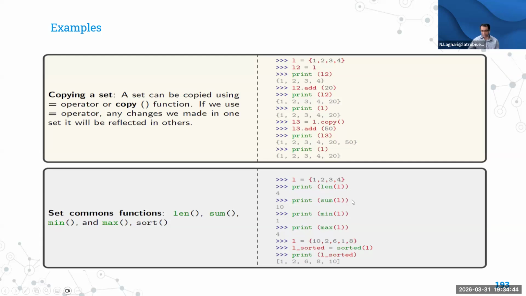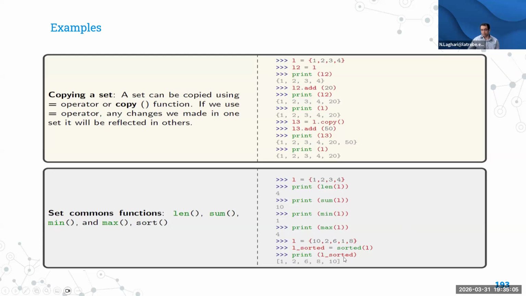All right, so we have got length of L, it is 4, sum of L, it is 10, and minimum of the set, you get 1, maximum of the set is 4, and L sorted is sort. Okay, and you print it.